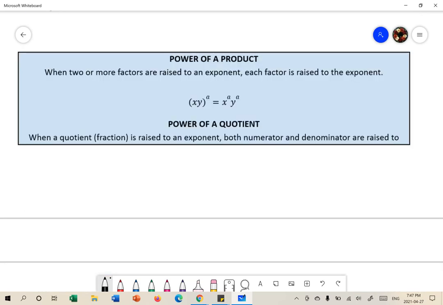Power of a product. When 2 or more factors are raised to an exponent, each factor is raised to the exponent. So x and y are 2 different factors inside the bracket. We must raise x and y separately to a.